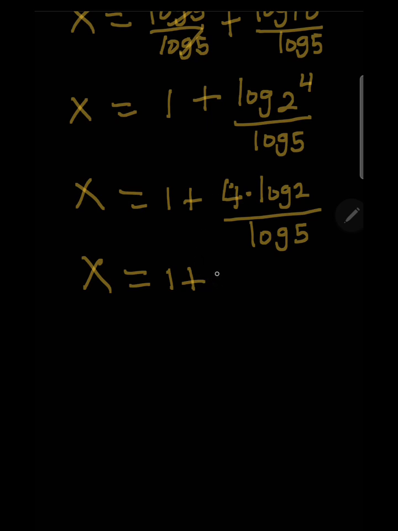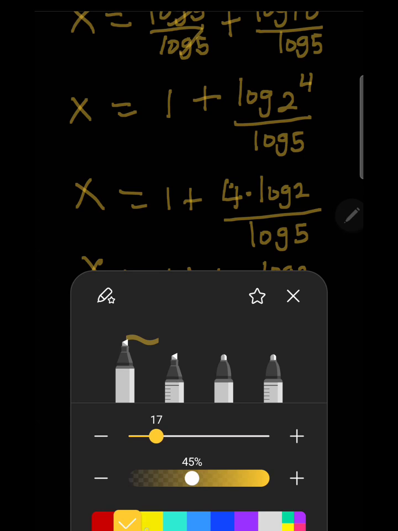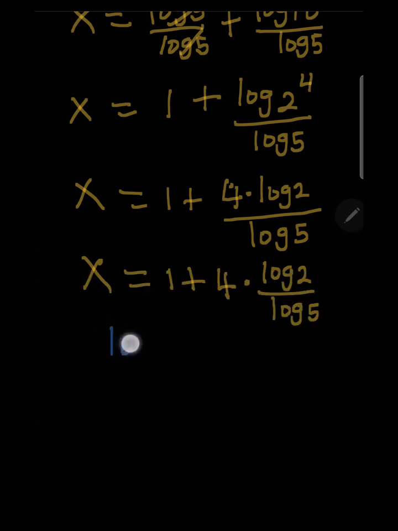So next, we're going to have x equal to 1 plus, when we factor out this 4, 4 multiplied by log of 2 over log of 5. Here we are going to recall the property called change of base property of logarithm. So we have log of 2 all over log of 5. When we have log of a over log of b, this can also be simplified as what? Log of a to the base of b. This is the change of base property.